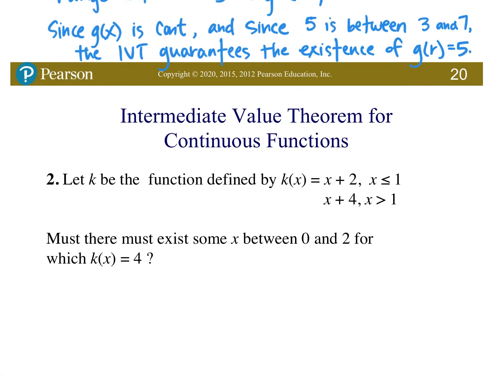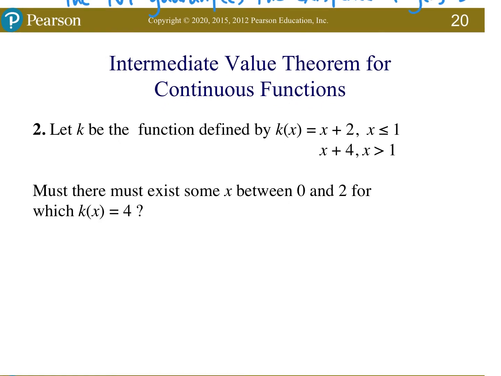Okay, let's look at another one. Here's not a table, here's a function. What are we not told about this function? Well, whether it's continuous or not. So what do you think you have to check? Is it continuous or not? All right, so let's check. What's the left-hand limit? Left-hand limit is 3. What's the right-hand limit? 5. What's the problem? Not continuous.